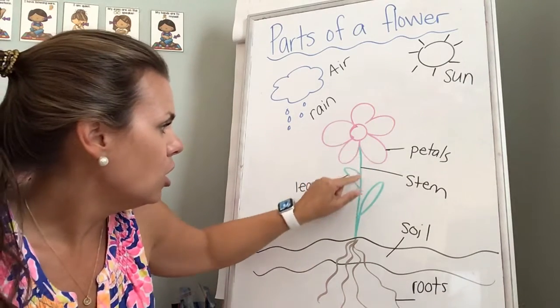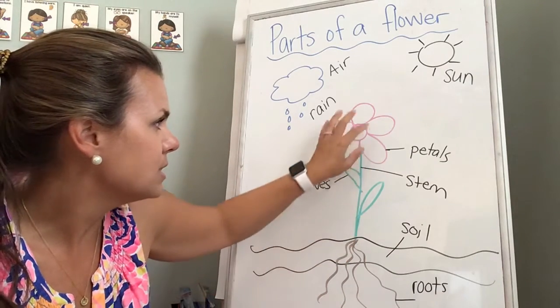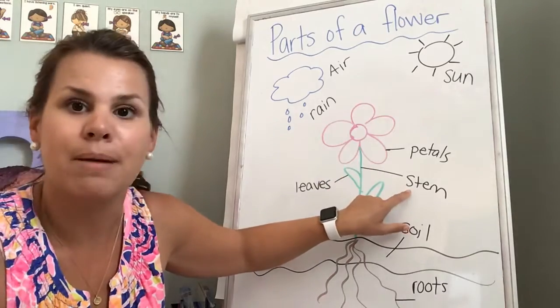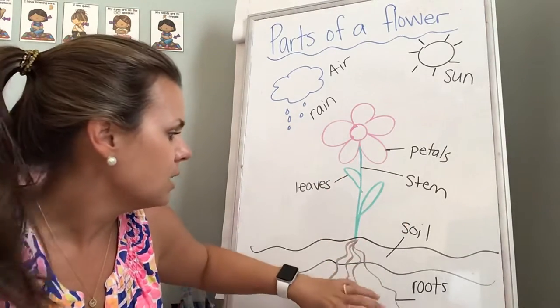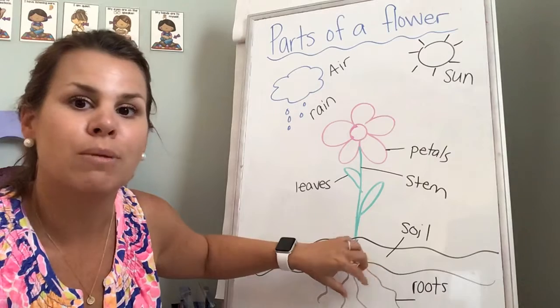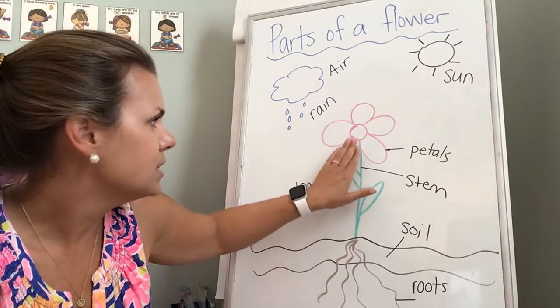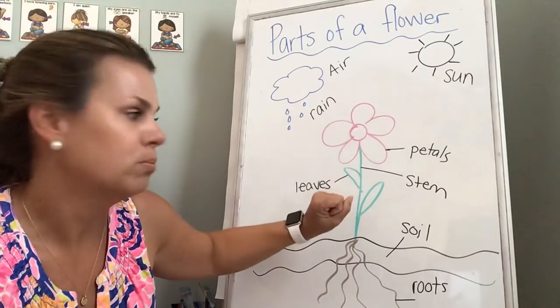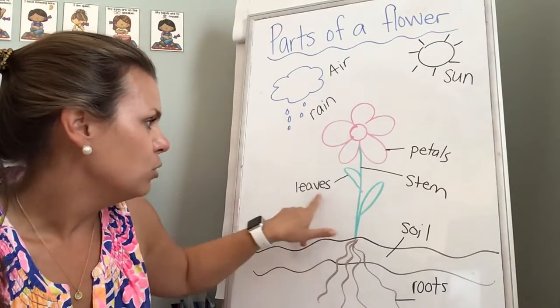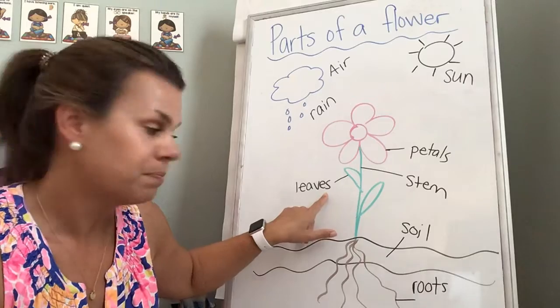And then the long part that the flower stands on is called the stem. And the stem is what sucks up all the water and the nutrients from the roots and the soil, and it travels up the stem to make the flower bloom. On the stem you find leaves.